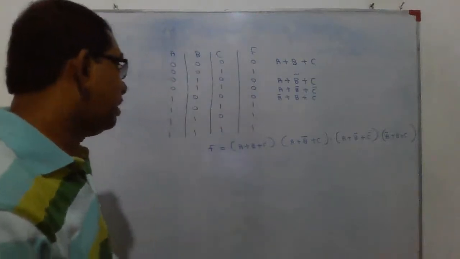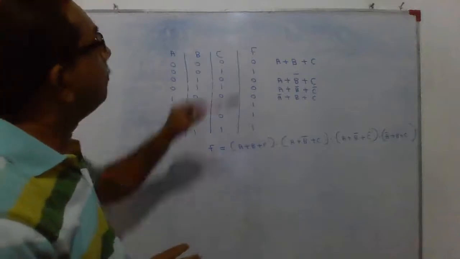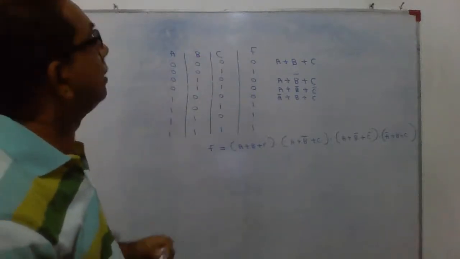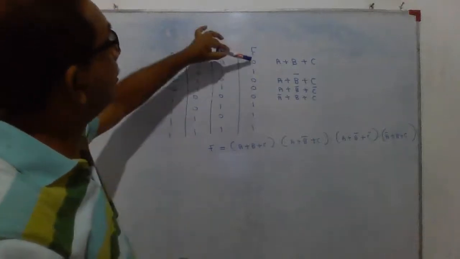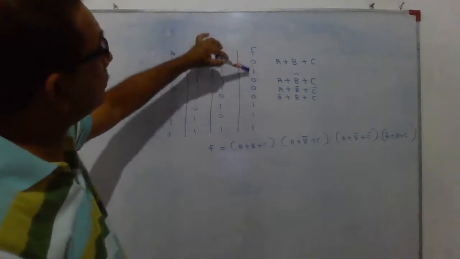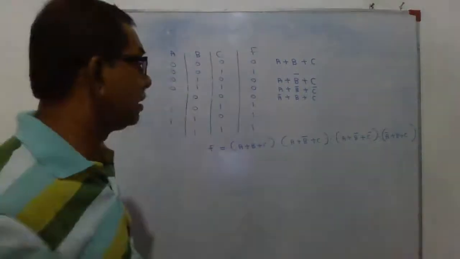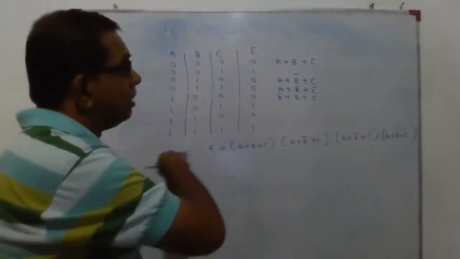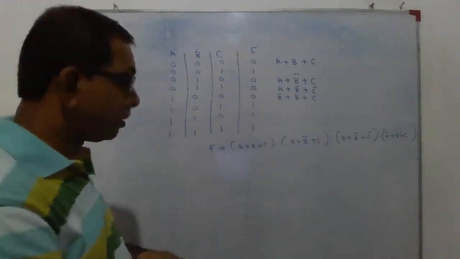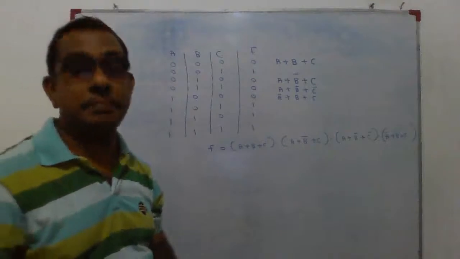We can get the output for all the ones. This is the first method. We can get the output for all the complemented values of 0. So that is the second way of taking the output. That is called POS, product of sum statement.